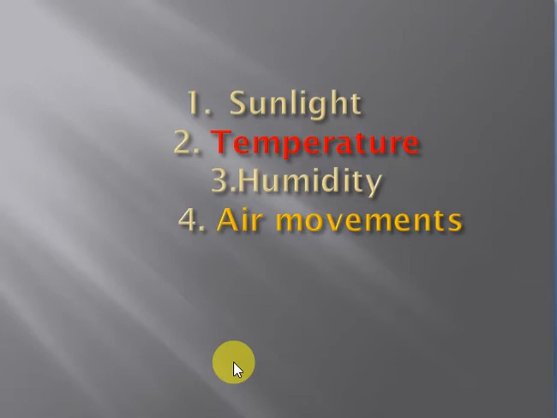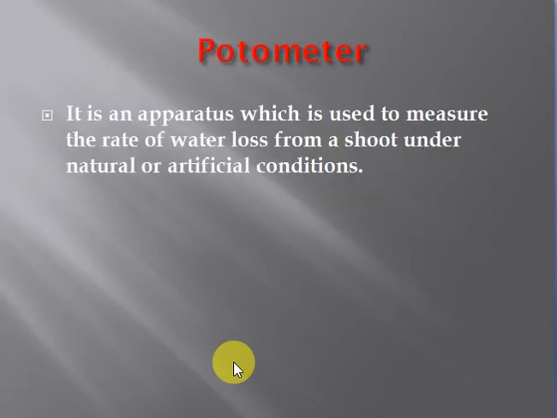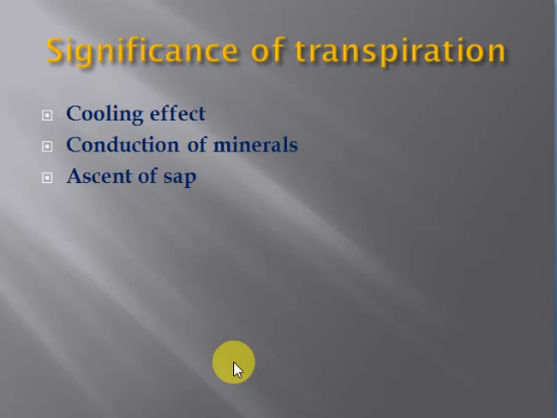And the next one, what is meant by potometer? A potometer is an apparatus which is used to measure the rate of water loss from a shoot under natural or artificial conditions. It is one type of apparatus used in the biology lab. It helps us measure the rate of water loss from the shoot under natural or artificial conditions. That is a potometer.